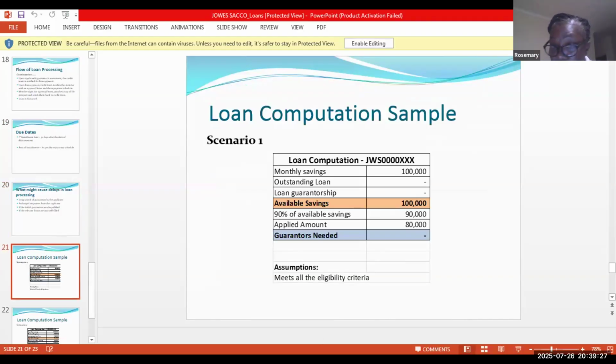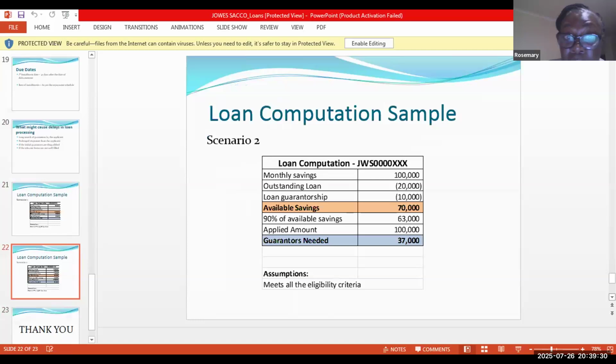Lydia gave us an example of a simple computation of a loan. She used a scenario where somebody has 100,000 and they're applying for a loan of 100,000. This person had an outstanding loan of 20,000, and she had guaranteed somebody 10,000, which means from her savings, what is remaining is only 70,000. And so what is available from her savings that she can get is 63,000. Yet she had applied for a loan of 100,000.